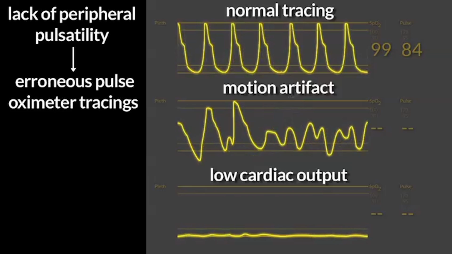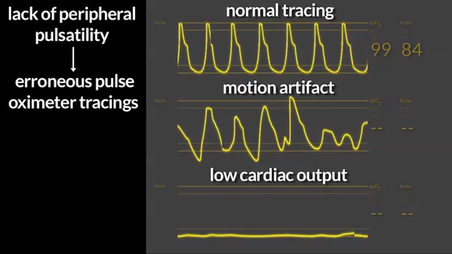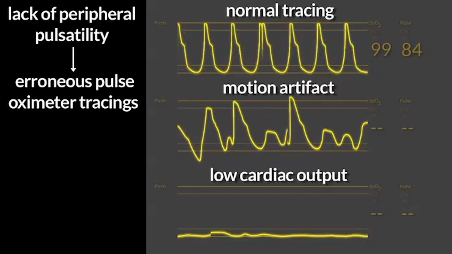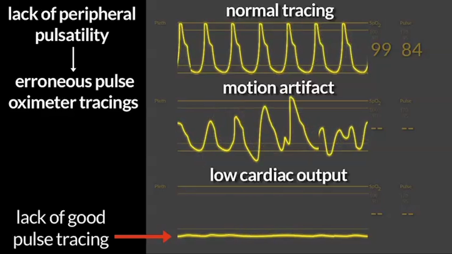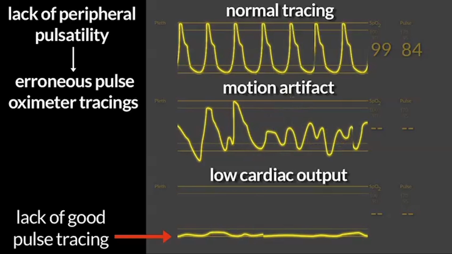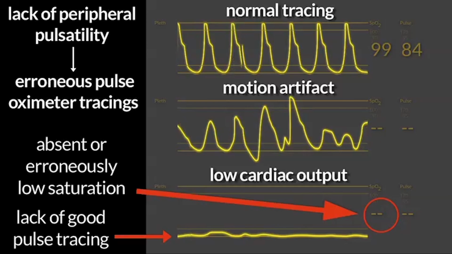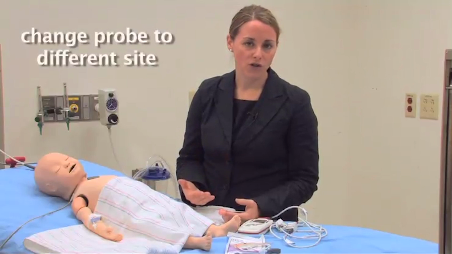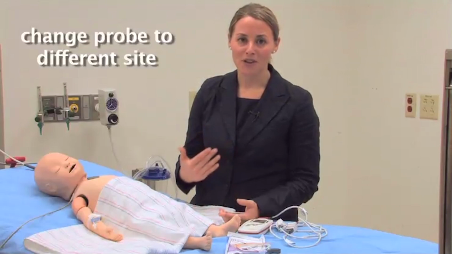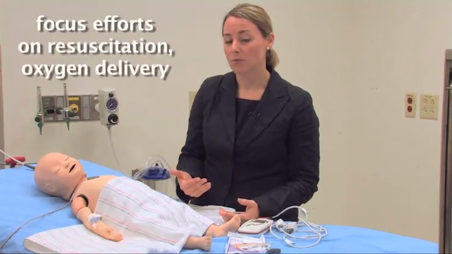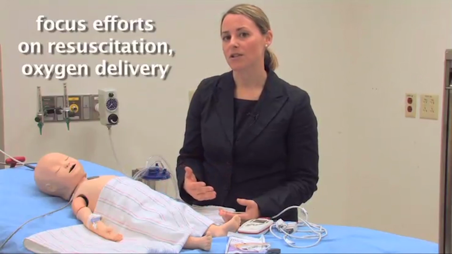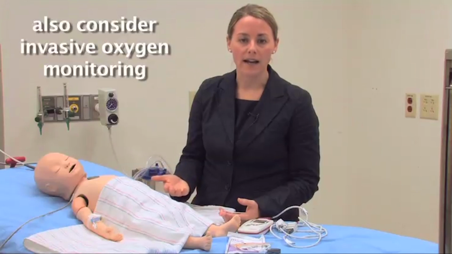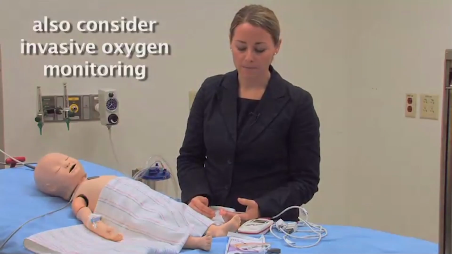Pulse oximetry includes the word pulse, and so you need pulsatile blood flow in order to get appropriate tracings and to get appropriate values. So unless you have a good pulse, you often see a lack of a good pulse tracing and either an absent or erroneously low oxygen saturation level. In these patients, it's important to try to change your probe to a different site to make sure that you're doing everything to resuscitate your patient and promote good oxygen delivery. And these are the patients where you may have to invasively measure what their oxygen levels are, either through an arterial blood gas or other means of sampling.